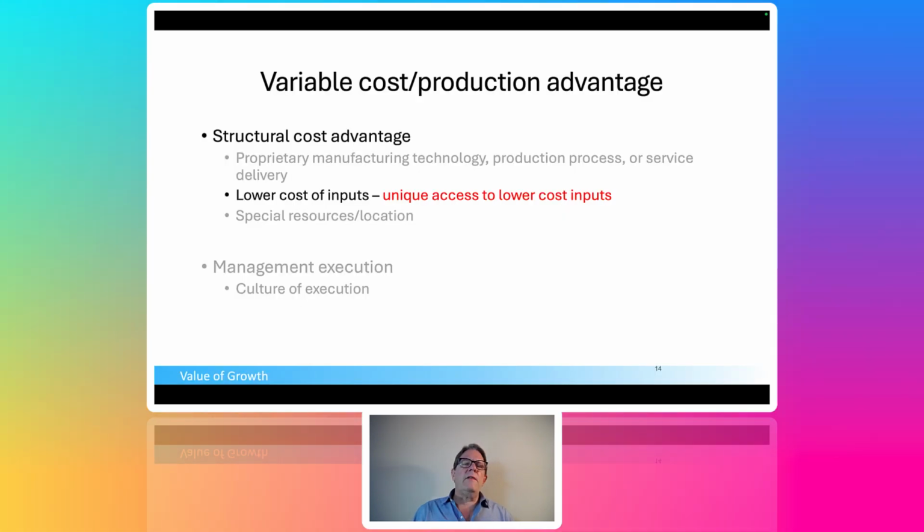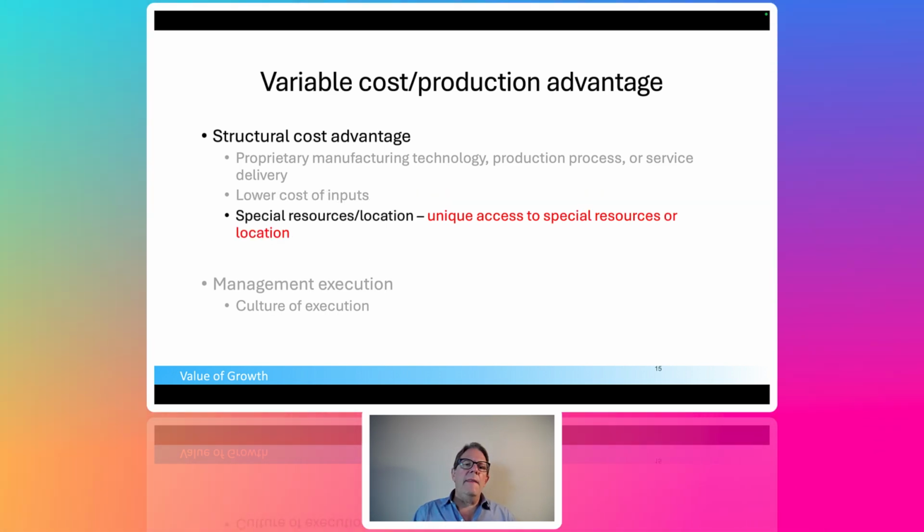All right, lower cost inputs is effectively unique access to lower cost inputs. Just the company has lower energy costs, has lower cost of coal, has lower cost of perhaps labor, but any of the input costs, they just have an advantage because they have access to a lower cost of that primary product. And then special resources or location: unique access to a special resource or a specific location. We're going to flesh all these out in a minute.